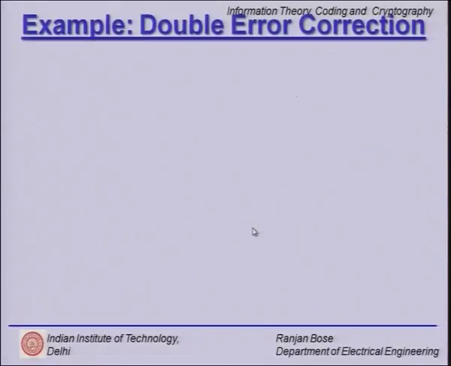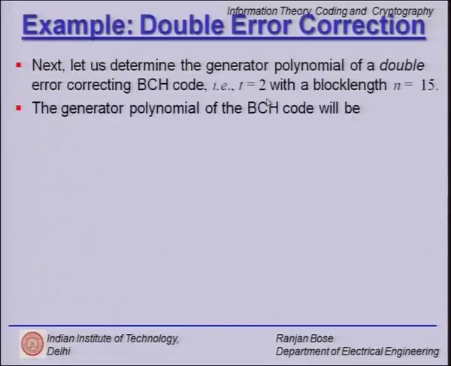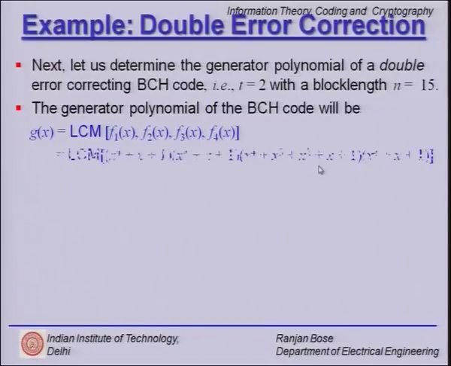Now, we do not have to do much hard work if we have to graduate to the double error correcting BCH code. All we have to do is now increase the value of t to 2, and now the generator polynomial is nothing but the LCM of f1(x), f2(x) up to f2t(x), but 2t is 4. So, just the first 4 minimal polynomials and take the LCM. So, from the table we have written down this thing.